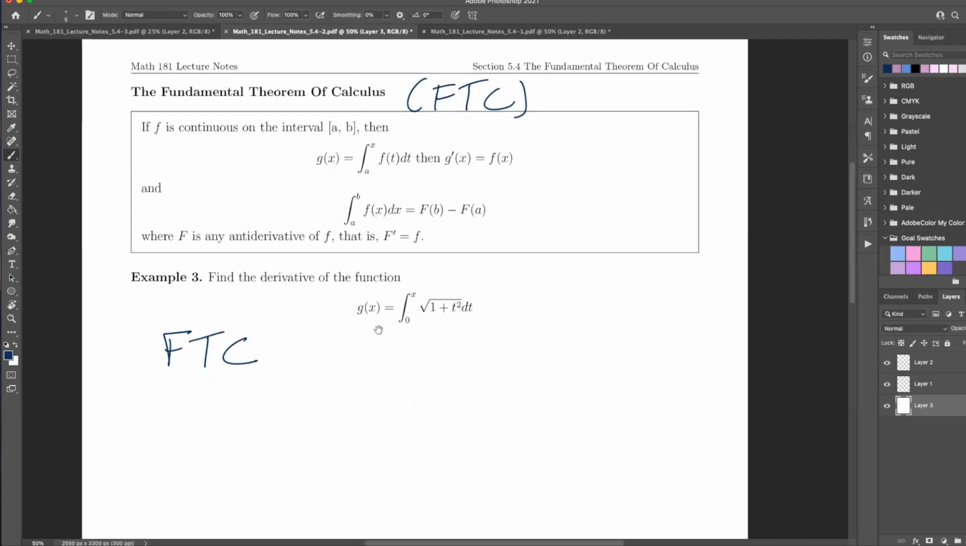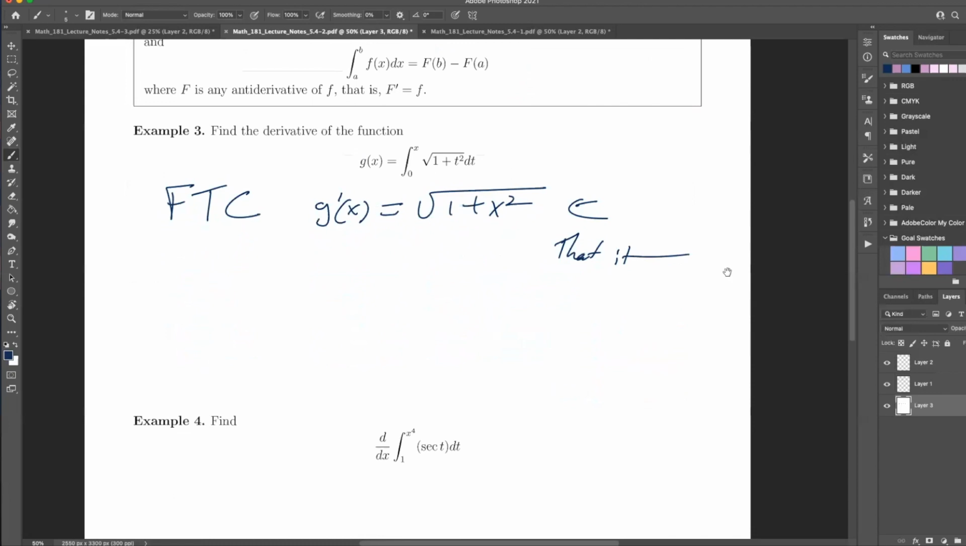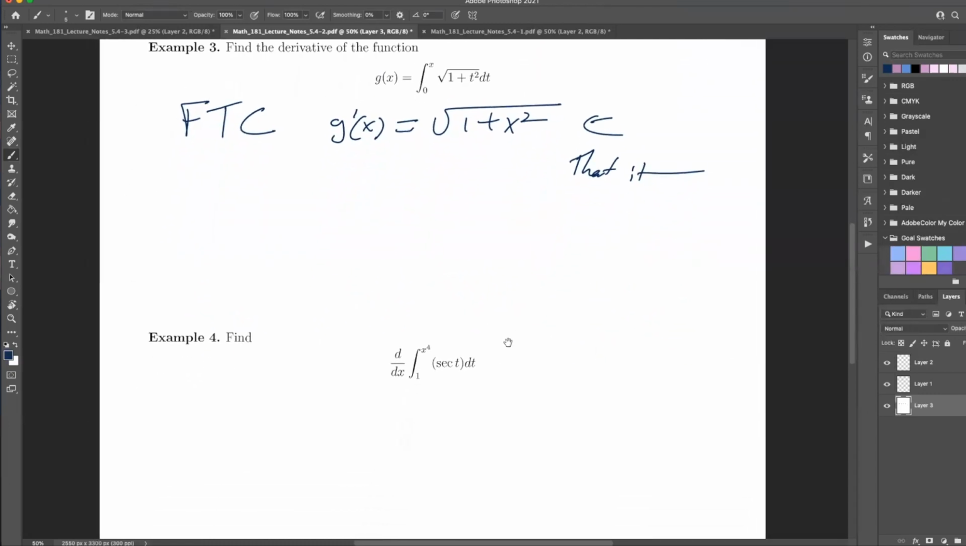But so in this case, if I want to find the derivative of this function, so g prime of x is equal to what? Well, we can just use the theorem. And the theorem just says it's 1 plus x squared. That's it. That's it, we're done, right? And so the fundamental theorem of calculus allows you just to, if you're taking a derivative of something that's already an integral. So let's do this.